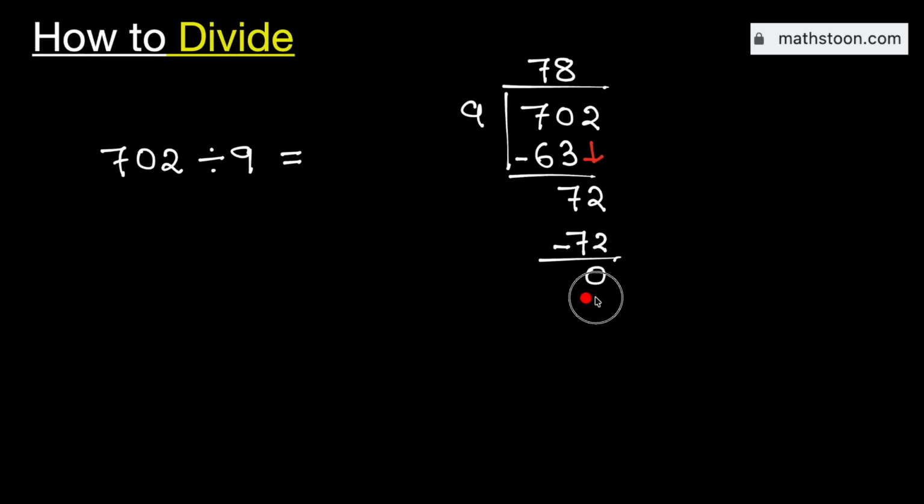As we have got the number 0 and there is no number to bring down here, so we will stop. Therefore 702 divided by 9 is equal to 78. And this is our final answer.